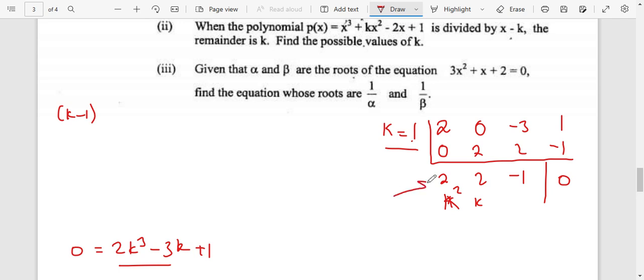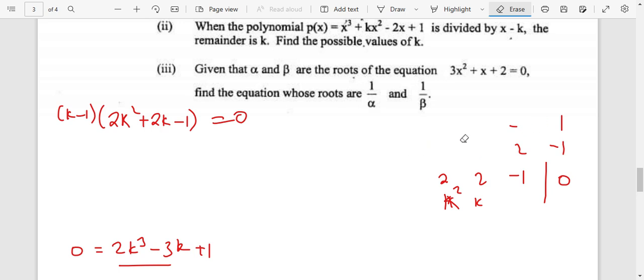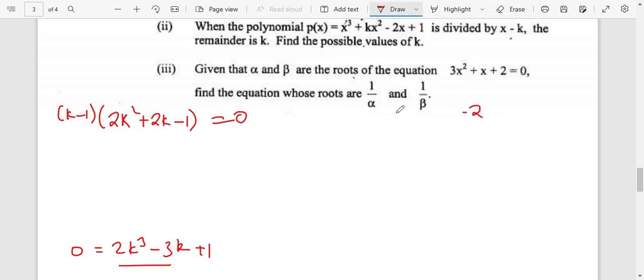Okay, so we have now found this. Written as a factor, it is going to be 2k squared plus 2k minus 1, and this is going to be equal to 0. We need also to factorize this quadratic. The product is negative 2. The sum is positive 2. Do we have two numbers we can multiply to get a negative 2 and, when we add them, we get a positive 2? We don't have. So it is only this one that we are going to equate to 0, and that will give us a positive 1.